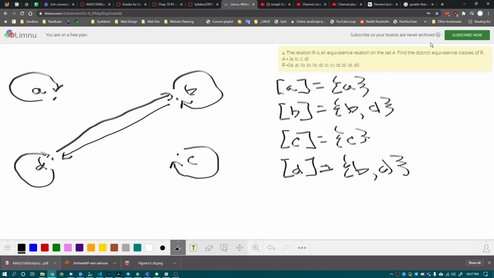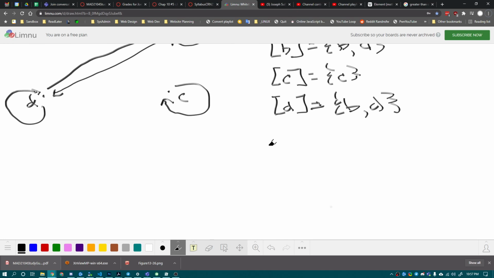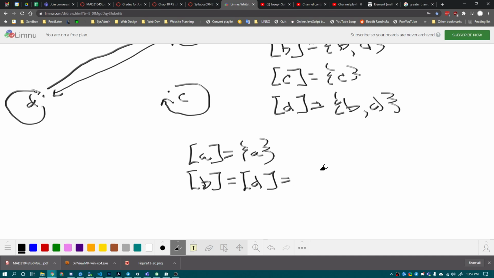So the final answer here, because we want distinct equivalence classes, is just to rewrite A as being the set containing itself. B is equal to D is equal to the set containing B, D. And finally, C is the set containing itself. And that is the final answer.